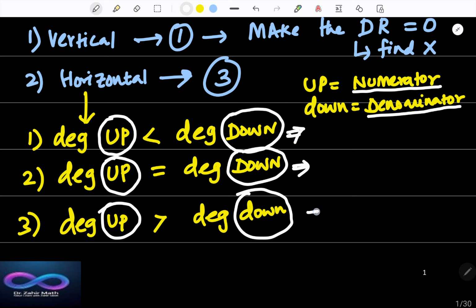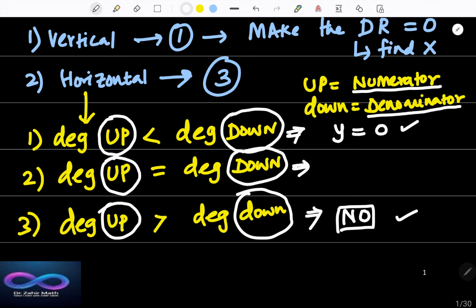In these situations, what is the answer for the horizontal asymptote? If the degree of up is less, you simply write y equals 0. Without looking into the problem, directly write y equals 0. If it is more, just write the answer: no horizontal asymptote. These two things are very easy.